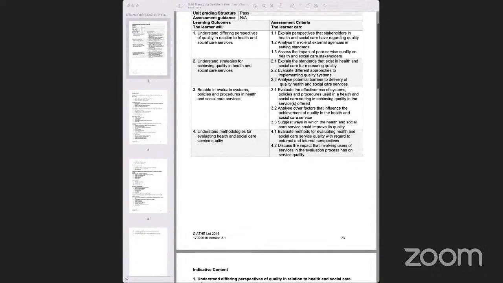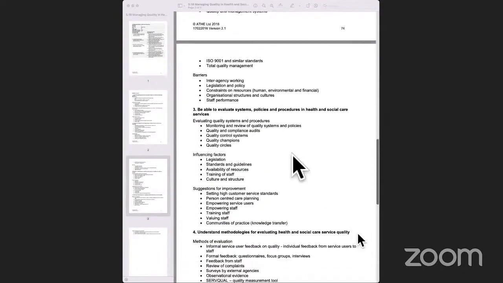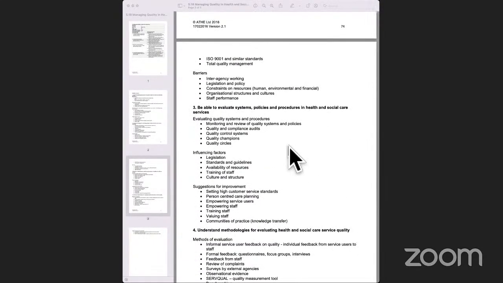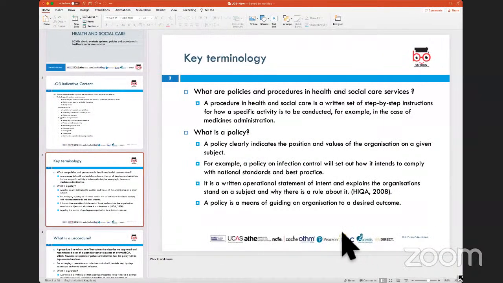Now, there is a fair bit of content in learning outcome 3 that we'll be looking at covering, and this will be divided across the 3 assessment criteria. So we're looking at evaluating quality systems and policies, influencing factors, and then suggestions for improvement. Our discussion will be centered around this particular learning outcome using, for example, the PowerPoint presentation slide. And what I've got here is we will start off with discussing things related to the key terminology first.